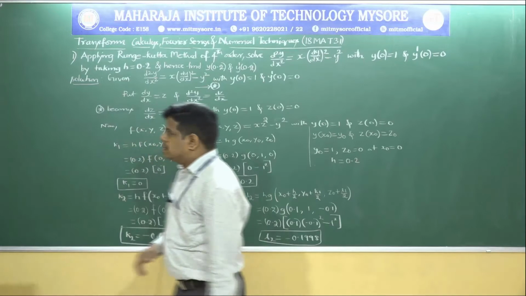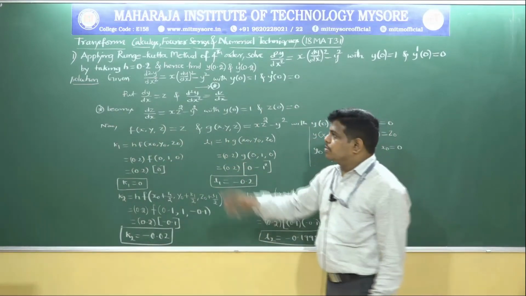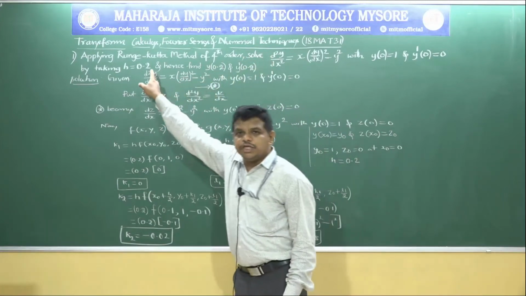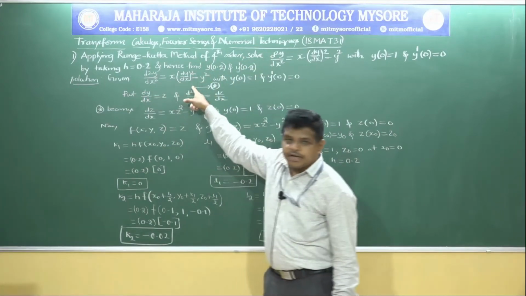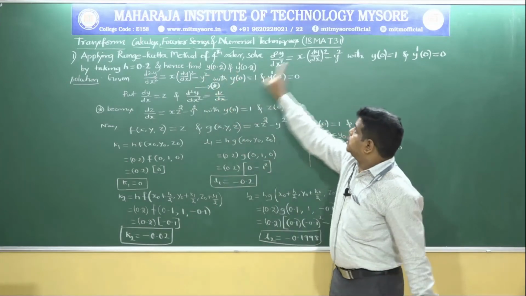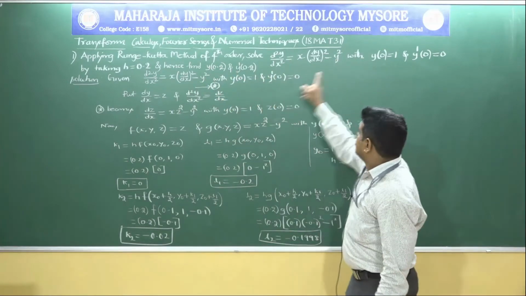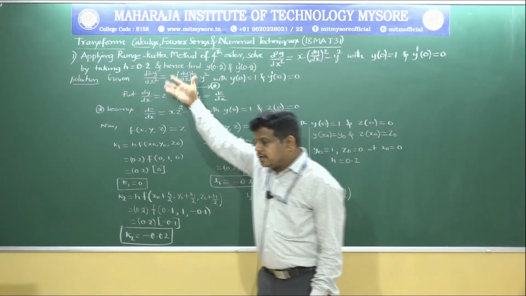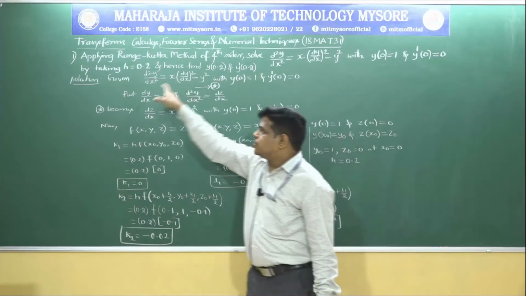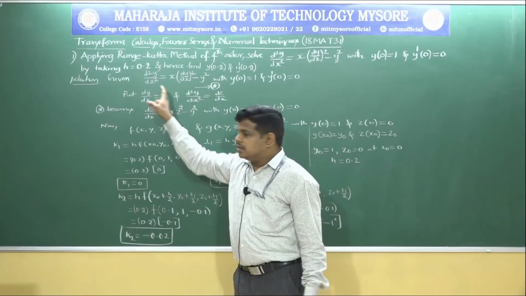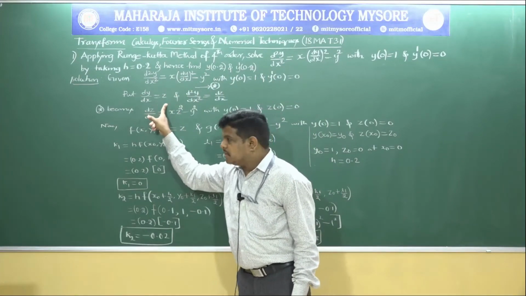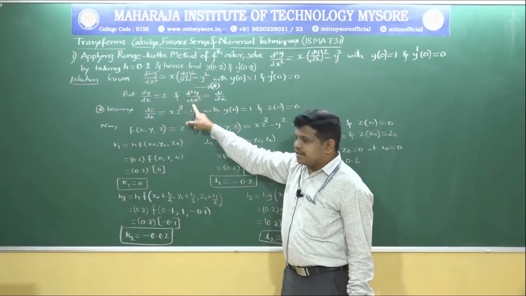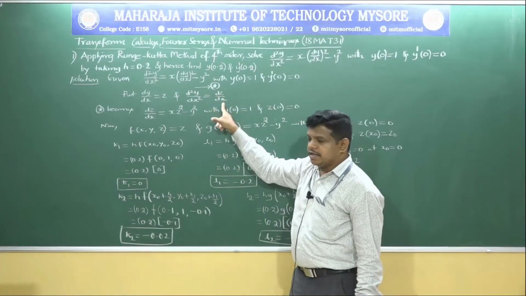Next, the solution of this problem. Consider the second order differential equation d square y by dx square equals x into dy by dx whole square minus y square, with the initial conditions y of 0 equals 1 and y dash of 0 equals 0. Next we need to reduce the second order derivative to a first order derivative. So I am taking the substitution dy by dx equals z. On differentiating this with respect to x, we get d square y by dx square equals dz by dx.